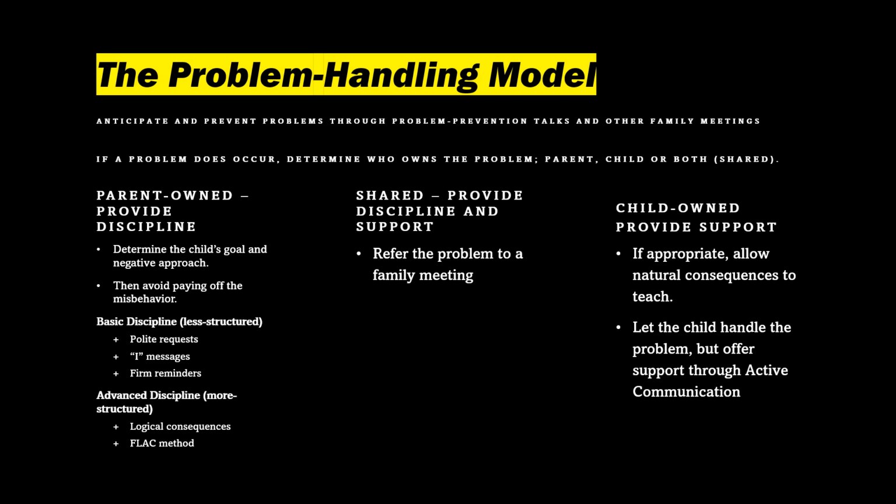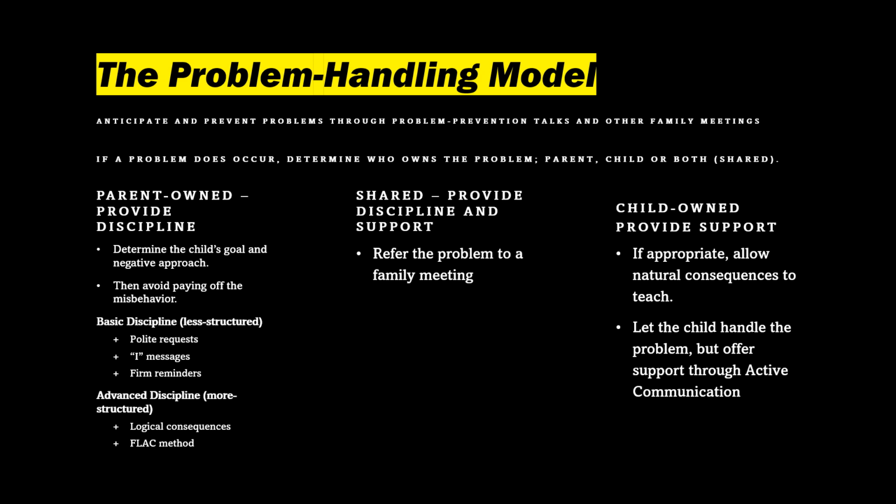So the problem handling model, remember we need to anticipate and prevent problems through problem prevention talks and other family meetings. So this is lessons 2 through 4. And if a problem does occur, we need to determine who owns the problem. Is it the parent, the child, or is it both? Do we share responsibility? So under the parent-owned, we need to provide discipline.